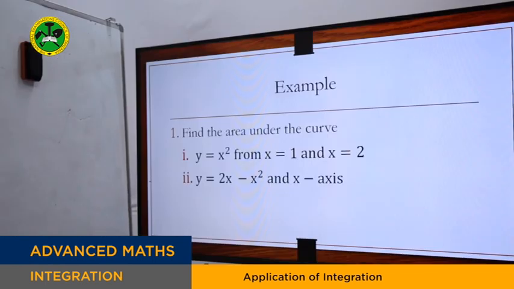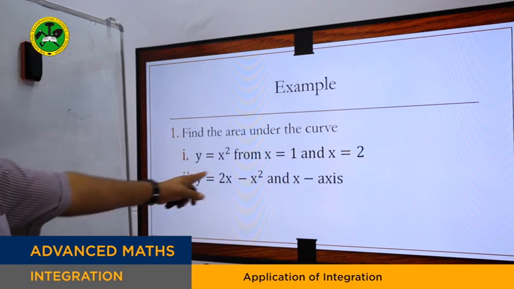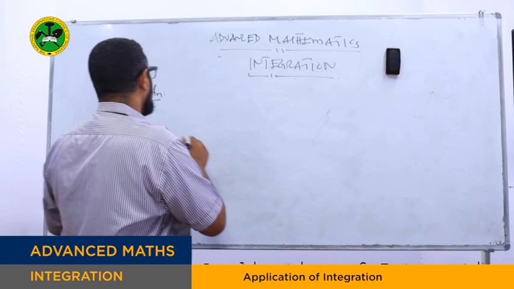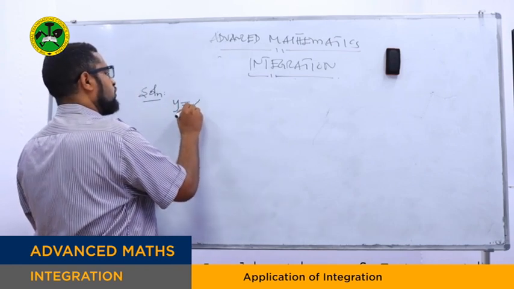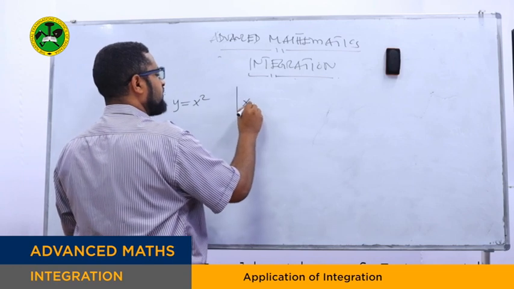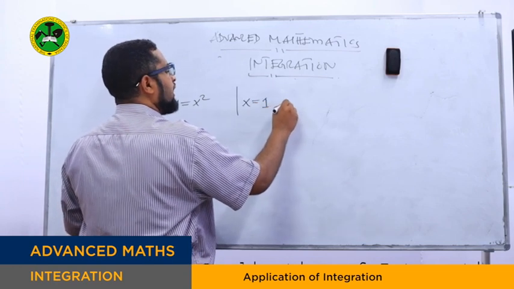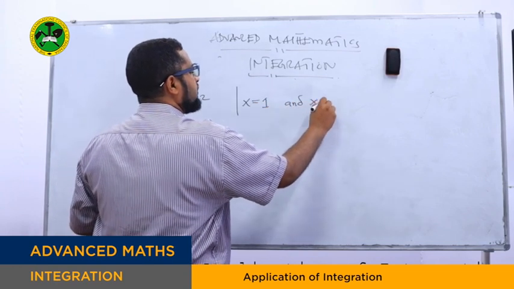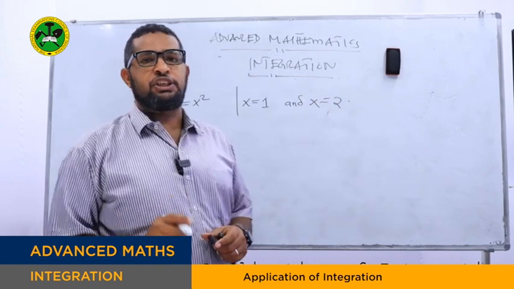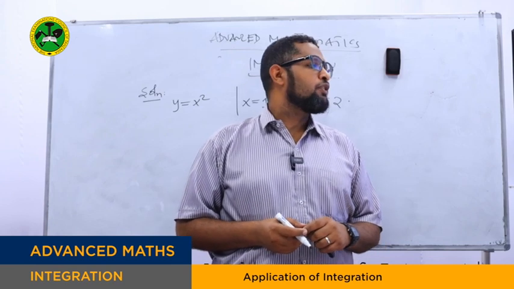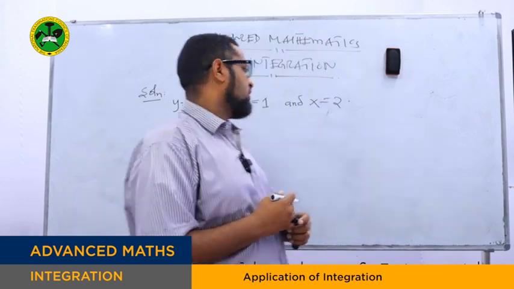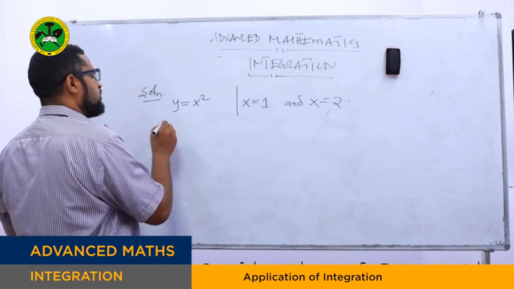Find the area under the curve y equal to x squared from x equal to 1 and x equal to 2. We are given a curve y equal to x squared, but this one is from x equal to 1 and x equal to 2. So if you go direct without sketching, my dear student, you might get confusion or you can get a wrong answer to your question. So as I said, you need to sketch.